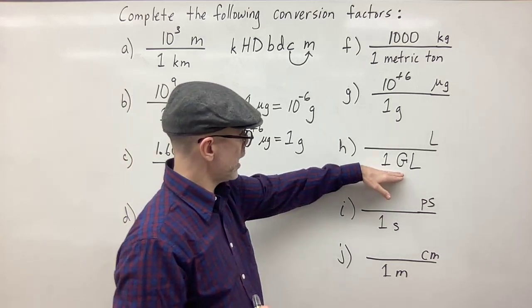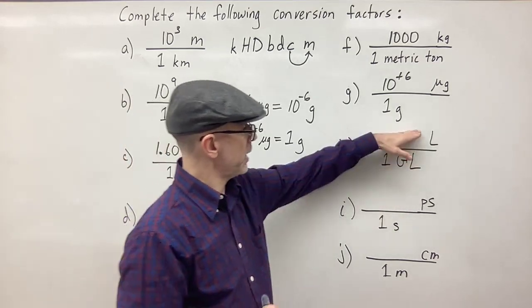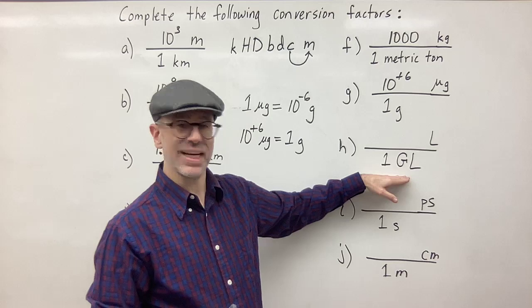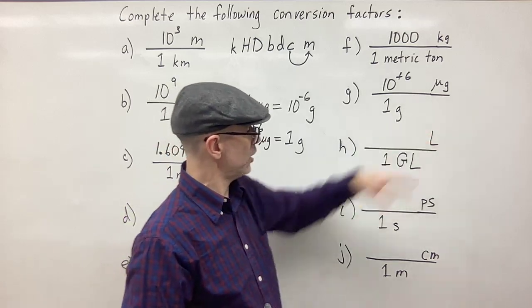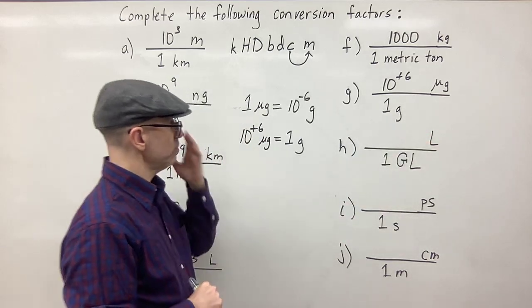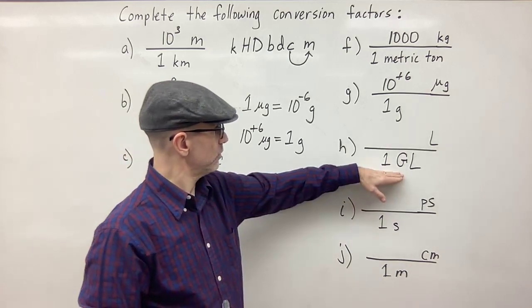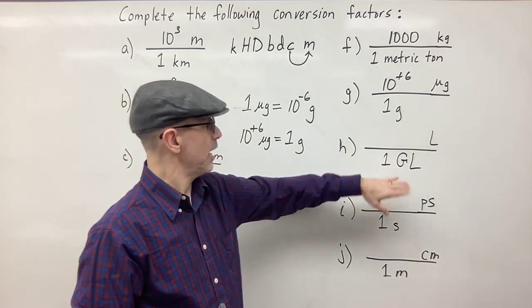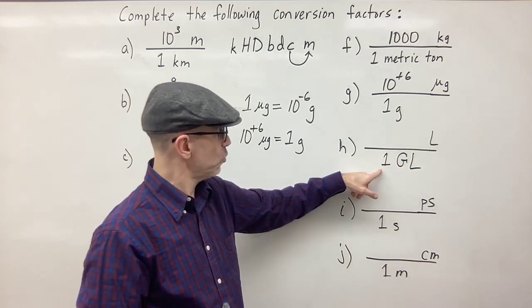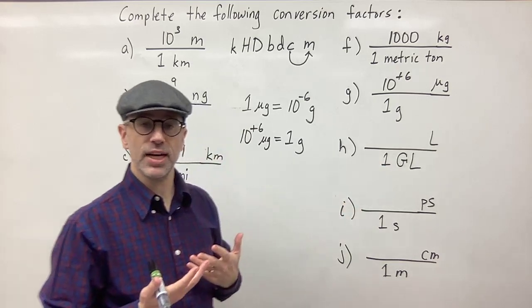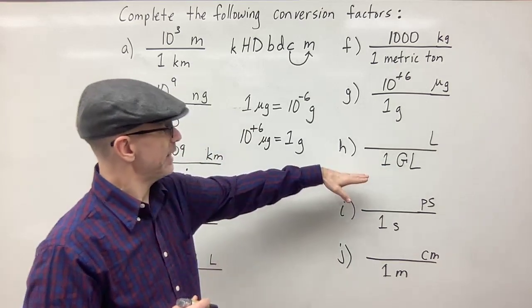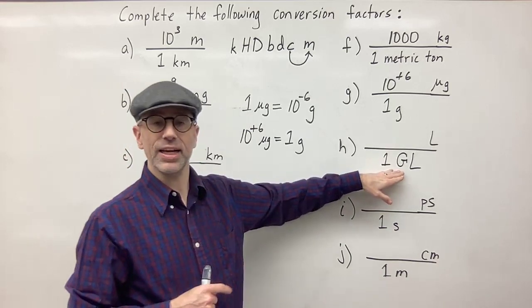Again, here we have metric to metric. So we have gigaliters and liters. So here, gigaliters, that's going to be 1 with the prefix unit. That's the way I would set it up. So all I need to do is figure out what giga means.